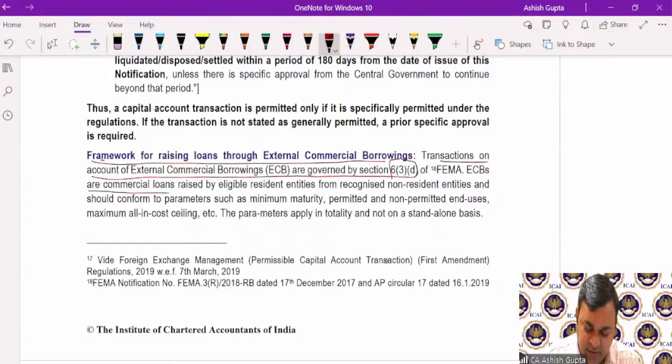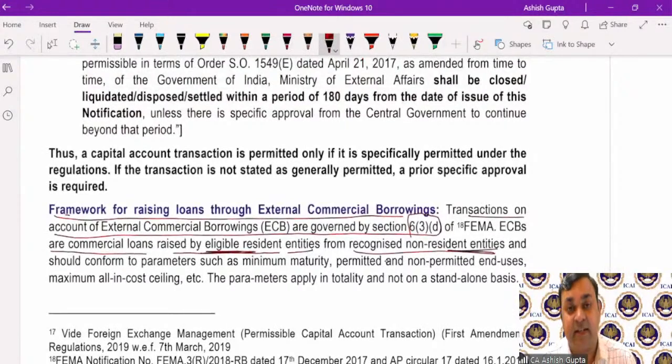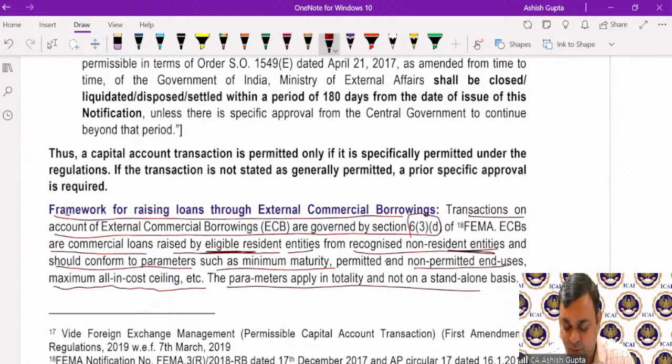ECBs are commercial loans raised by eligible resident entities from recognized non-resident entities and should conform to all parameters such as minimum maturity, permitted and non-permitted end uses, maximum all-in cost ceiling. The parameters apply in totality and not on a standalone basis. I think the first para is clear. In the first para, only 2 words are important. First is who are eligible resident entities, and second is who are recognized non-resident entities who are going to lend the money to the Indian persons.